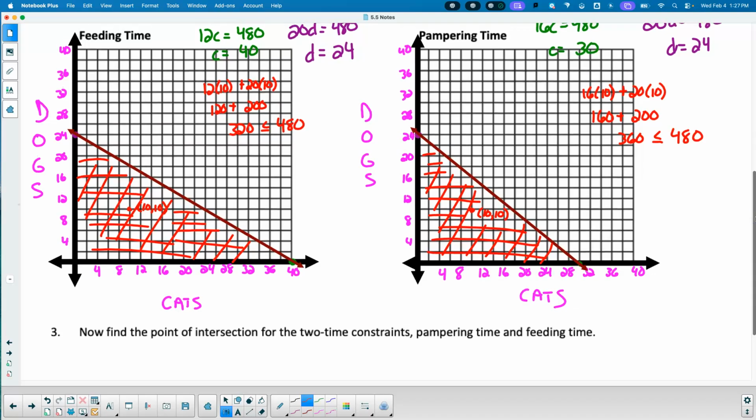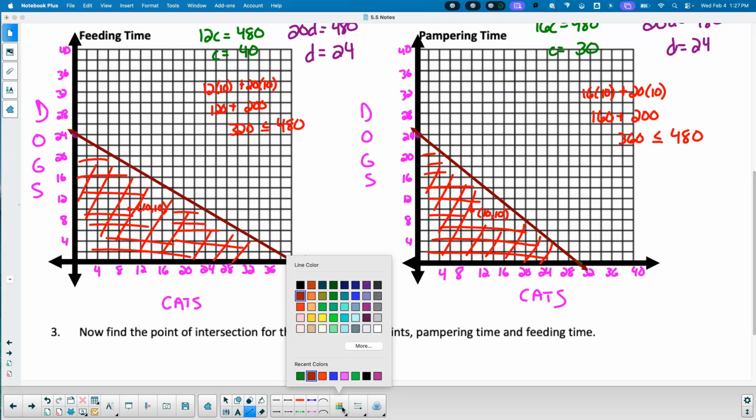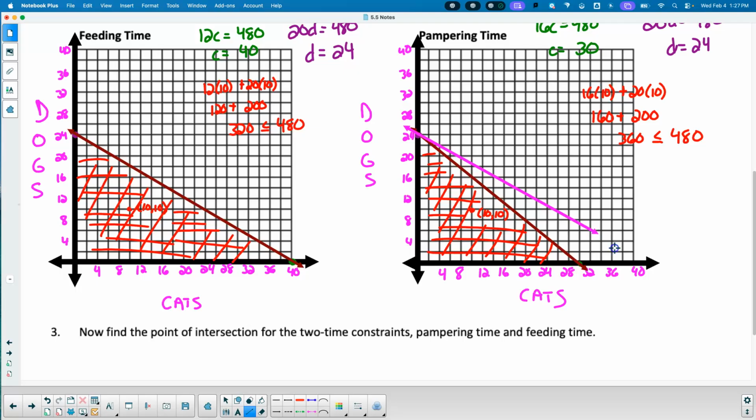Now, find the point of intersection for the two time constraints, pampering time and feeding time. Well, why didn't they just have us put it on one graph then? Well, that was just dumb. Okay. So I'll put it in hot pink on this one. So that one went through 20. Oh, that one's an easy one. 0, 24. We already talked about that one, yep. Because it was here and then it was to 40. That's the other one. Okay? So 0, 24 is the point of intersection.